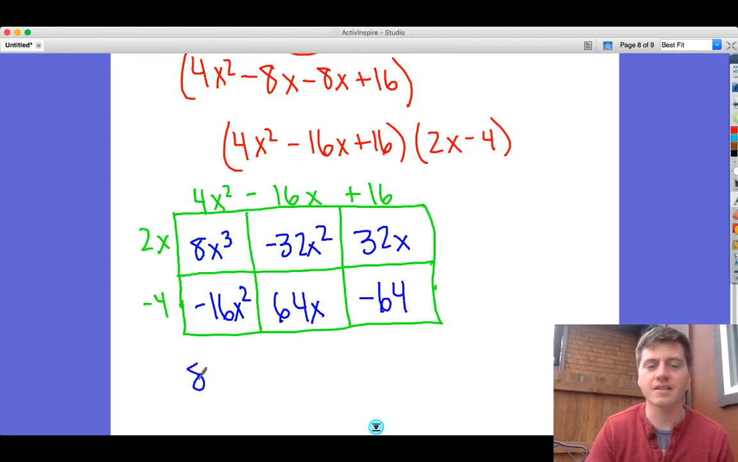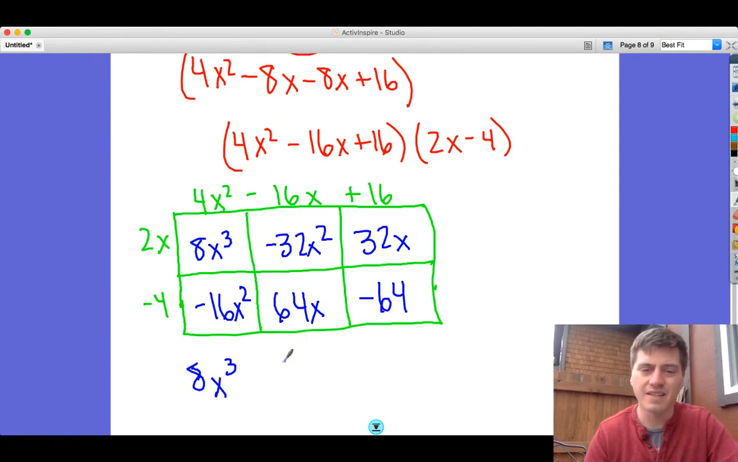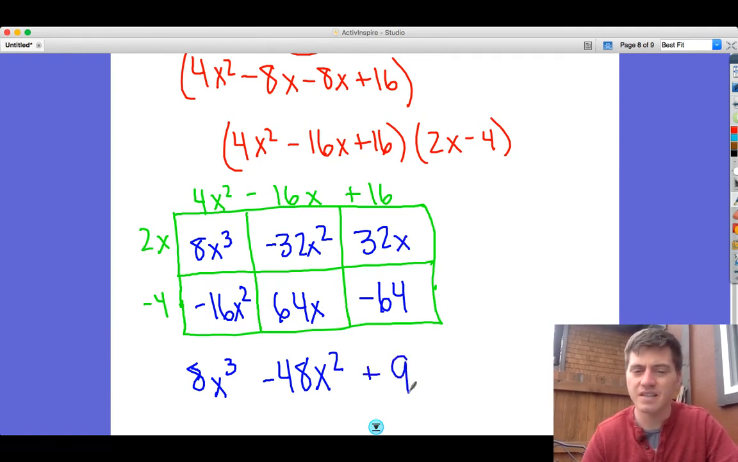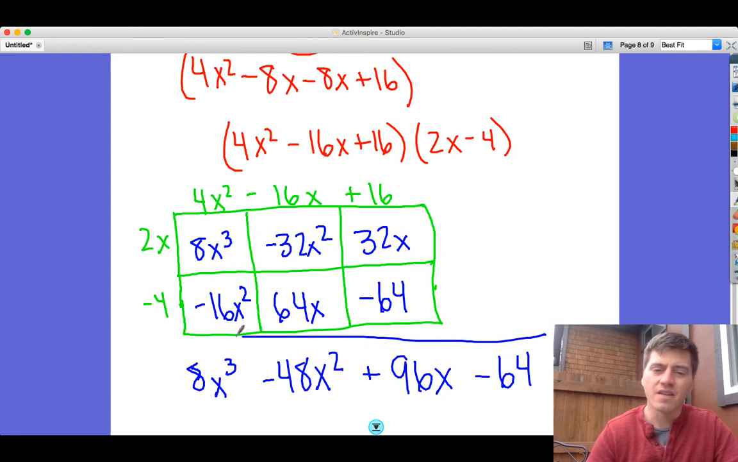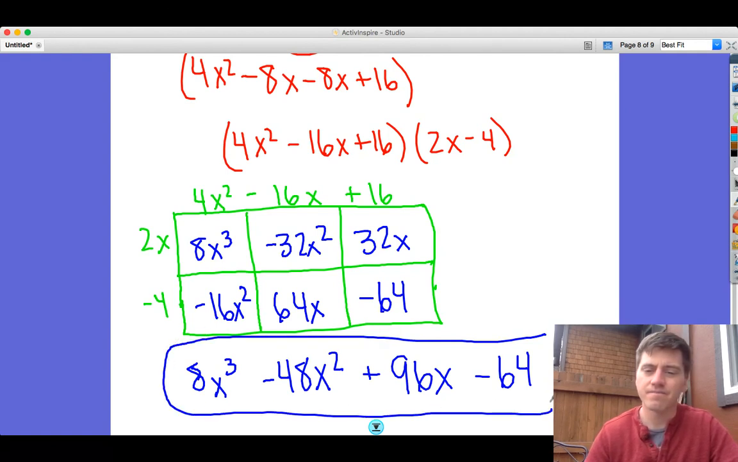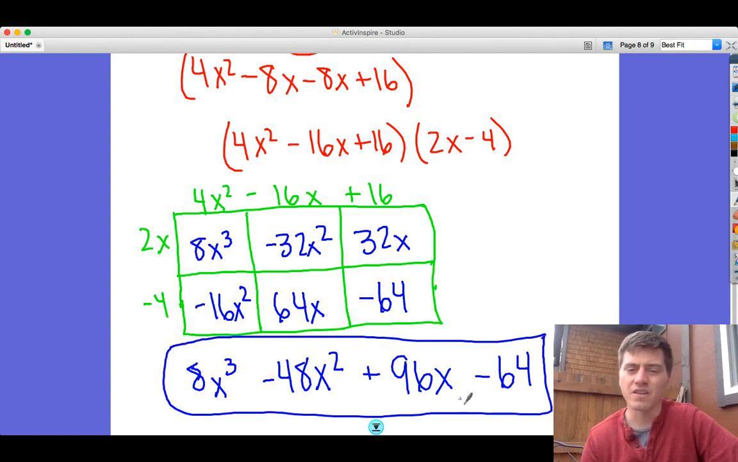That gives us 8x cubed, and then these guys, negative 16 and negative 32, that's negative 48x squared. 64 and 32, that is a positive 96x, and negative 64, when we're combining like terms. So there we go. We combined all those like terms, and that is our final answer.